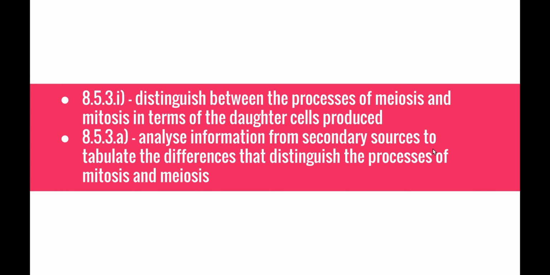This video will be looking at Evolution of Australian Biota dot points 8.5.3i, distinguish between the processes of meiosis and mitosis in terms of the daughter cells produced, and 8.5.3a, analyze information from secondary sources to tabulate the differences that distinguish the processes of mitosis and meiosis.